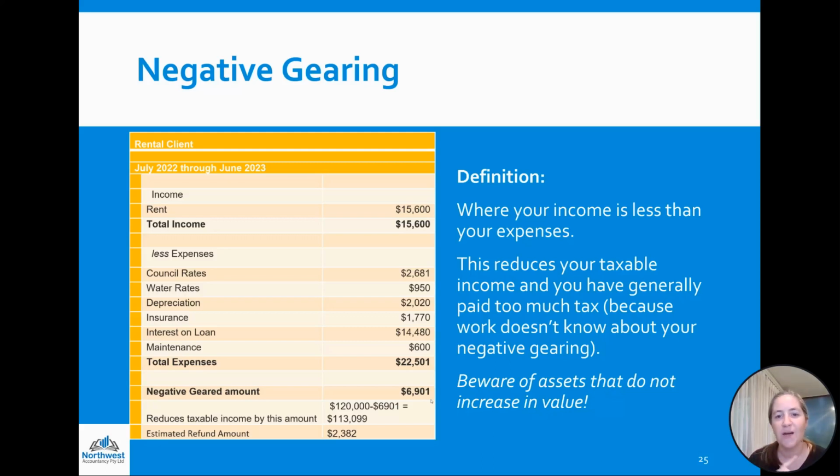And then my final little one in italics there is beware of your assets that do not increase in value. So having negative gearing is okay for short term, and it's okay for assets or for buildings or properties or anything that you're investing in that you're claiming as negative gearing. If the assets are going up in value, then the negative gearing will help time out the taxes. But if your asset does not increase in value, then there's no use holding an asset that doesn't make you money.